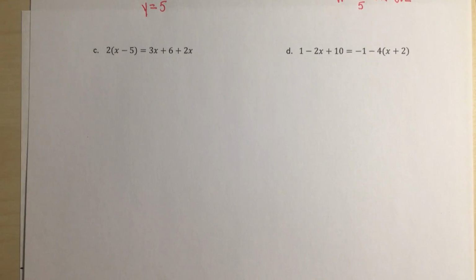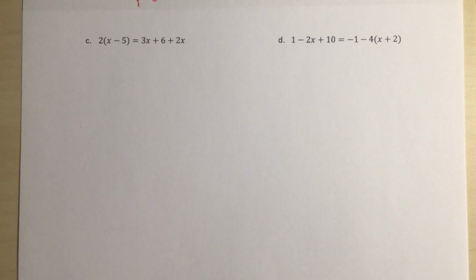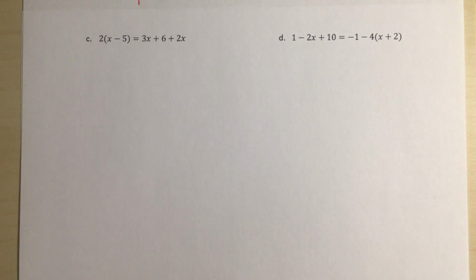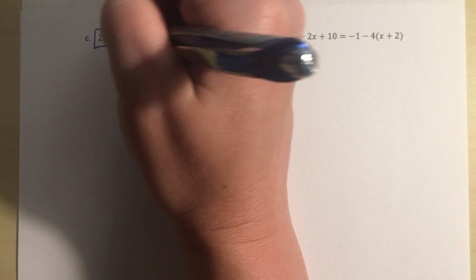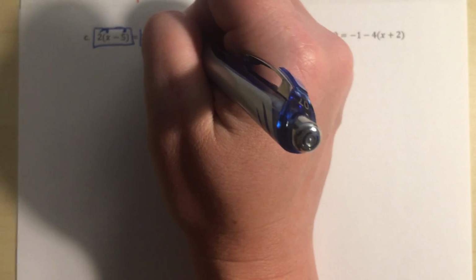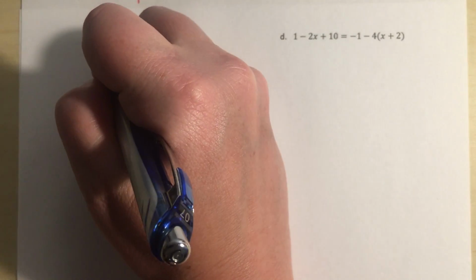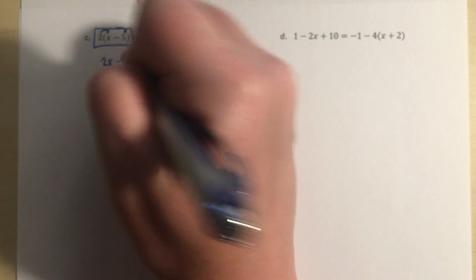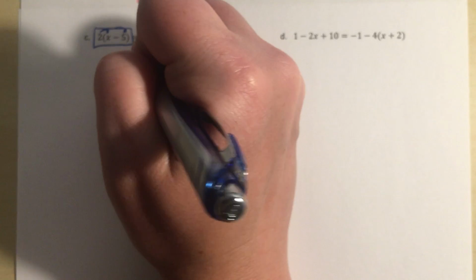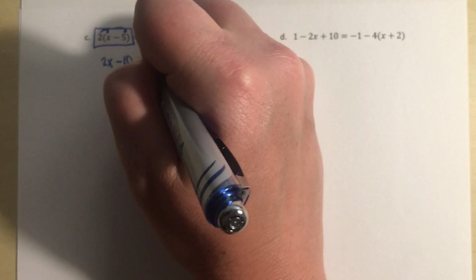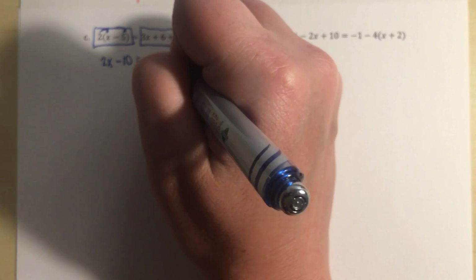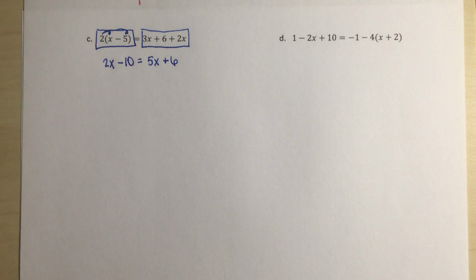Alright, so then we're going to finish off these last couple of examples, example C and D. Looking at C, again on the left side we do see parentheses, which is going to indicate our distributive property, and we do see some like terms that we can combine on our right side. So on our left side, 2 times x is 2x. 2 times negative 5 is negative 10. So that was our left side. On the right side, 3x plus 2x gives us 5x, and we have the plus 6.